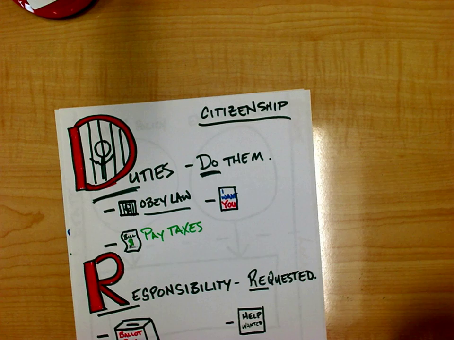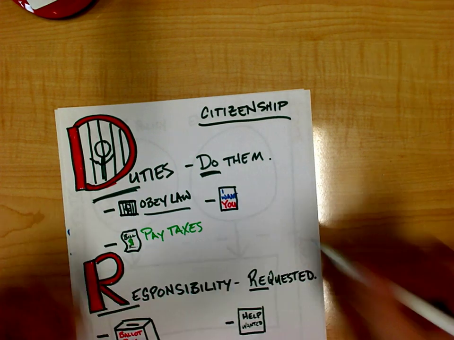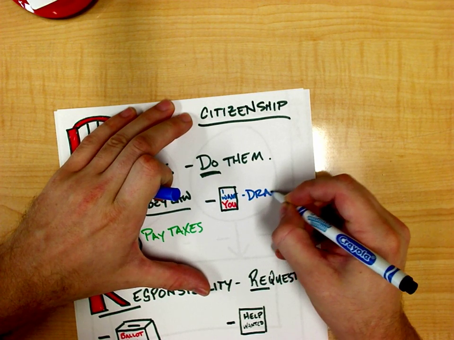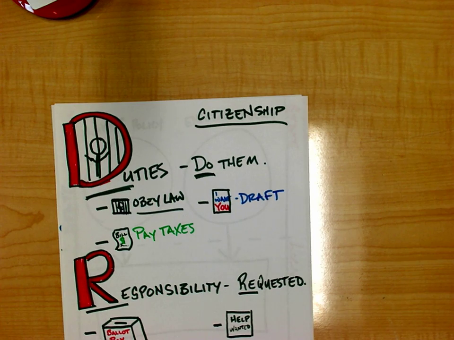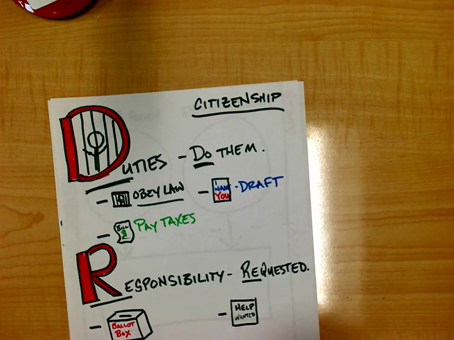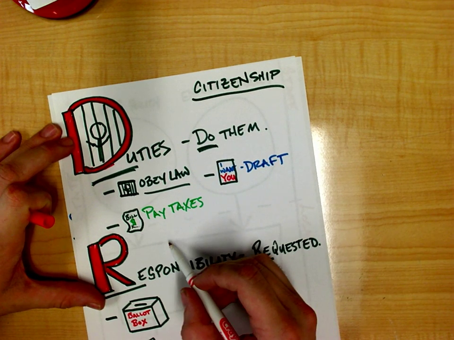Finally, you also have to sign up for the draft. And remember, a draft is something that every male signs up for when they turn 18. And if there is a war, then that means that we're going to be called into war. That very rarely takes place. It happened during the Civil War, it happened during Vietnam, but it doesn't happen very frequently. Still, it is your duty to sign up for the draft and to report if you're needed. Now again, duties have consequences. So if you don't do them, you're going to go to jail.